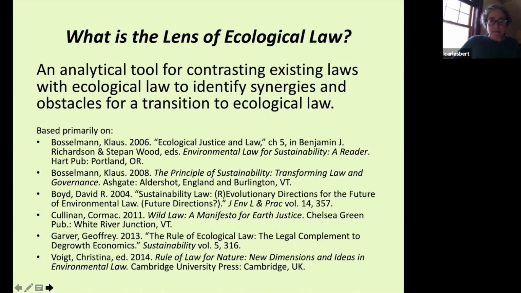It's a tool that I developed based on what I've found to be the fundamental ecological law scholarship. I'm not really proposing any ideas in this lens and these principles that are not already reflected in the literature. Next, please.